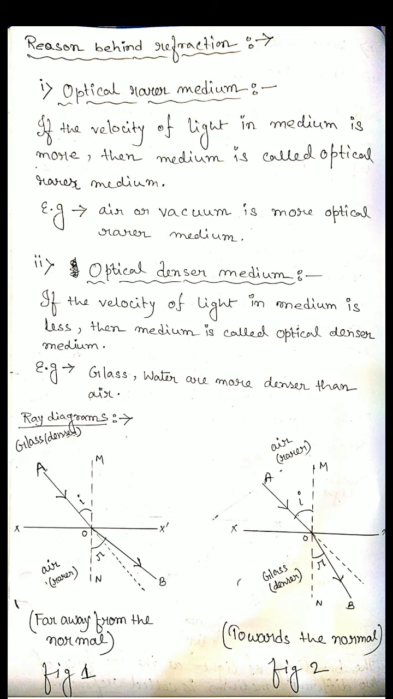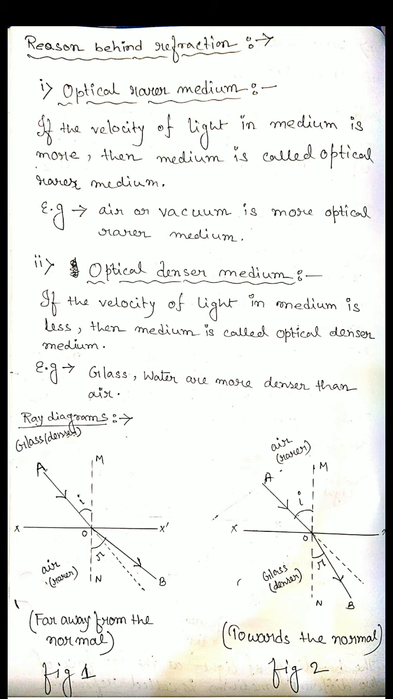Its velocity decreases. So when its velocity decreases, it changes direction, and this change in direction is towards the normal, because after refraction it will pass through the denser medium. In the denser medium the velocity is less, so it bends towards the normal. But when it passes from denser to rarer medium, the velocity is maximum, so it passes easily, so it is far away from the normal.